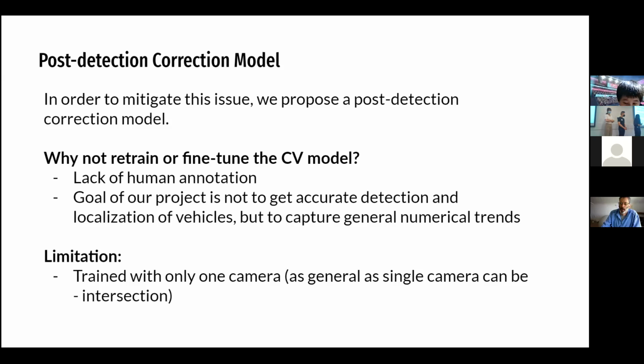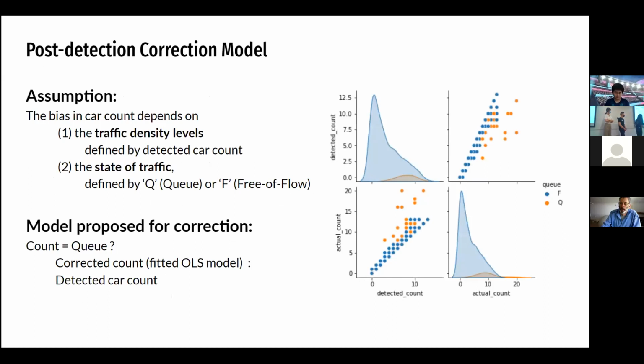in order to do statistical analysis. So one limitation of our model is that it's trained with only one camera, although we chose it as general as a single camera can be. It is an intersection road, and we do have a variety of car counts at that intersection. We had two assumptions: the bias in car count depends on the traffic density level defined by the detected car counts, and it also depends on the state of traffic, defined by queue or free flow definitions mentioned before. And if you look at the pair plot here, you can see the distribution between the two states.